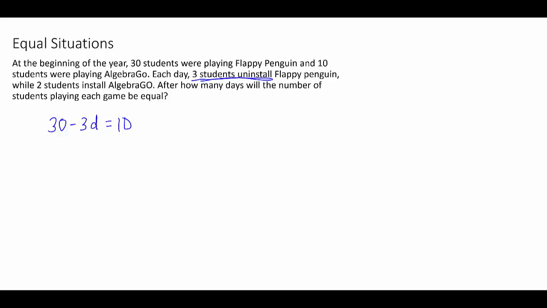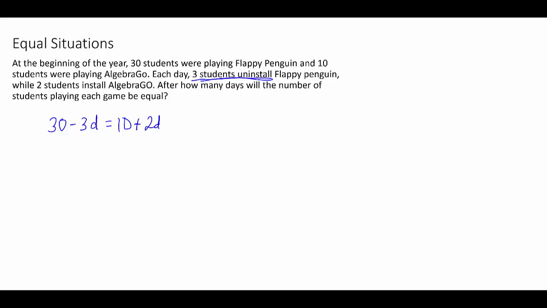For Algebra Go, 2 students are installing it each day. And so installation means that it's growing in popularity, as Algebra Go should grow in popularity. So we want to add 2D so that we can account for it going up by 2 each day.